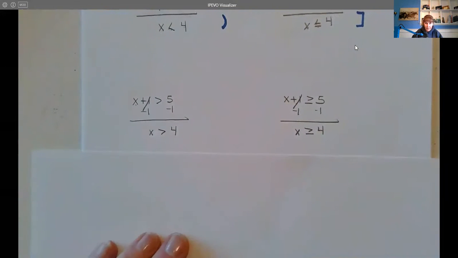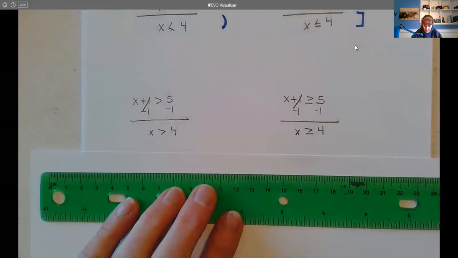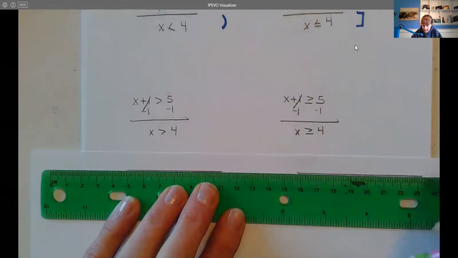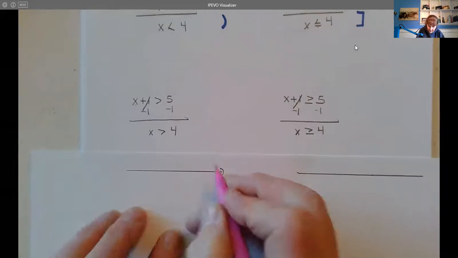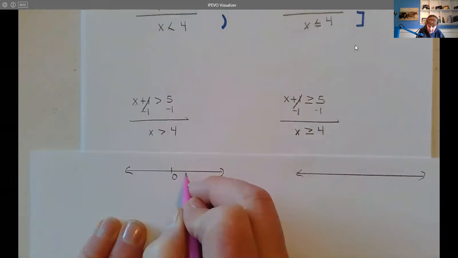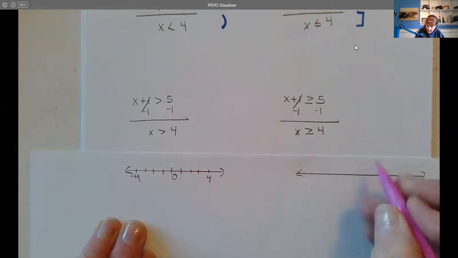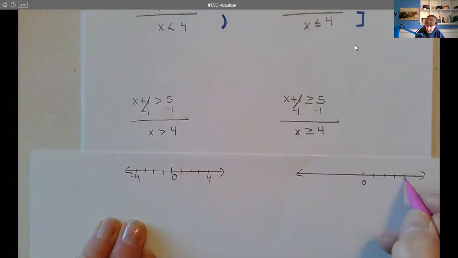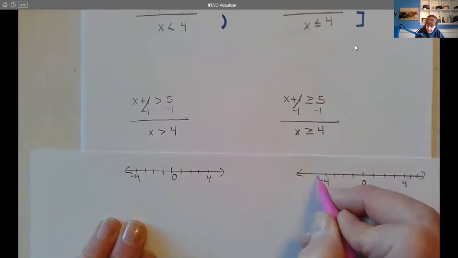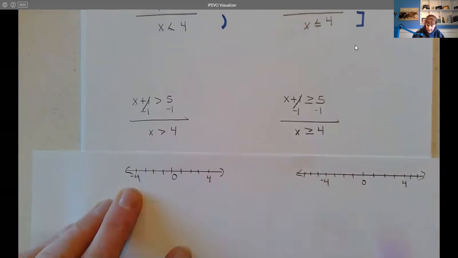Here, let's graph both of these, and then we'll write them in interval notation. So graph this one, graph this solution. There's our arrows. We have 0, 1, 2, 3, 4. Okay, and then here we have 0, 1, 2, 3, 4. And obviously we could just keep going on both sides.